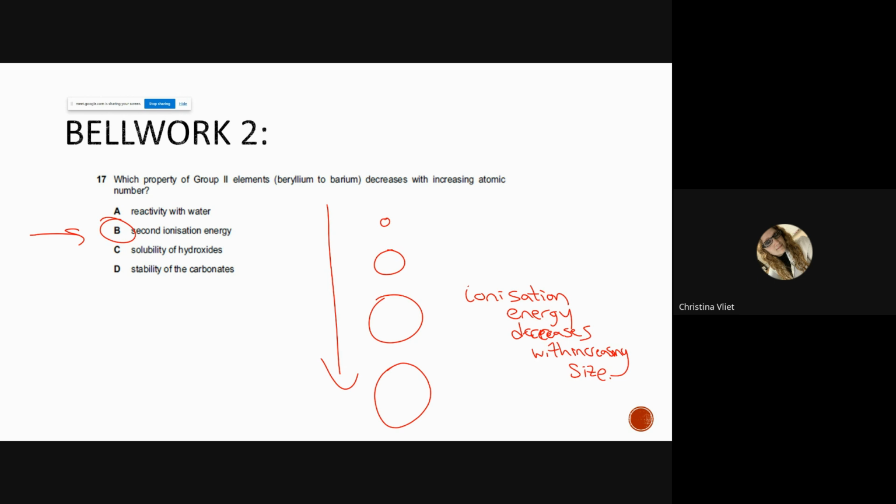Group 2 elements actually get more reactive with water, more explosive. The solubility of hydroxide increases. That is just something you're supposed to straight up memorize. I put 1 mark of it on the quarterly. A lot of people got it right.